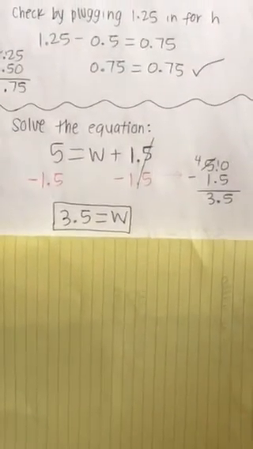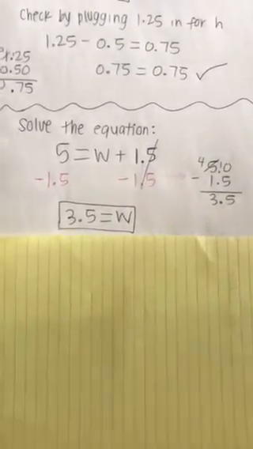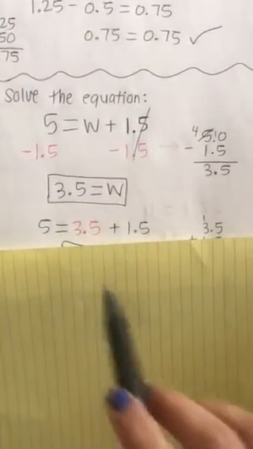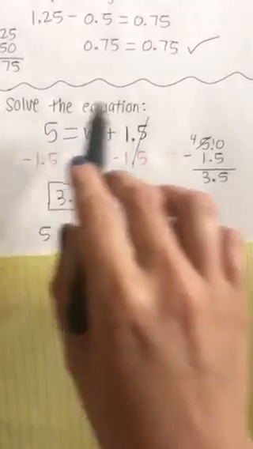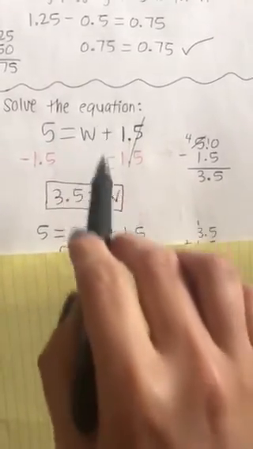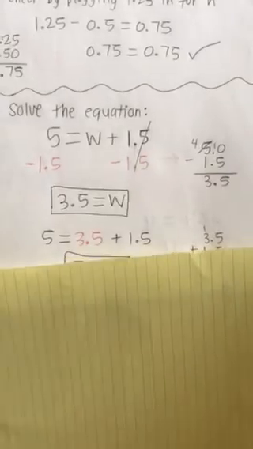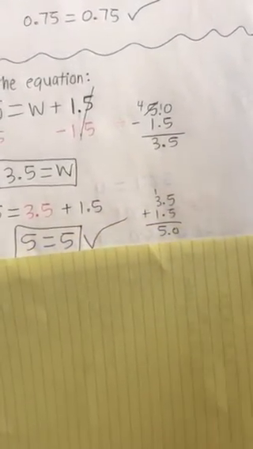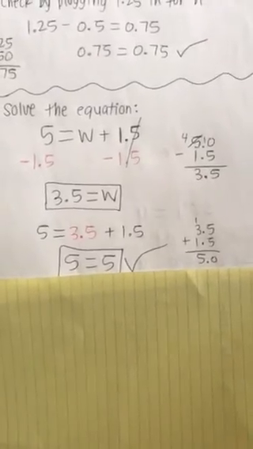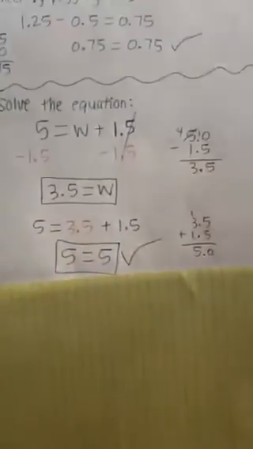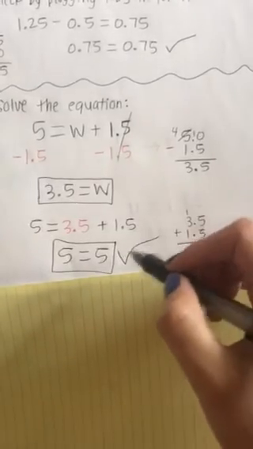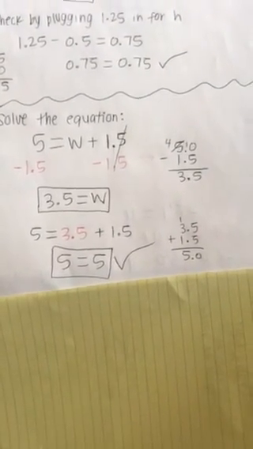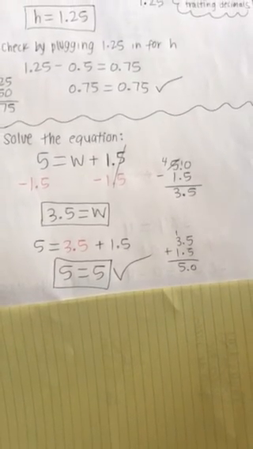Remember, we're going to double check our work by plugging that in. So 5 equals 3.5 plus 1.5. The same exact equation as the beginning, except we replaced the W with what we got as our answer. So 3.5 plus 1.5 is 5, which is their original answer here. So 5 equals 5. We were correct. You're going to try a couple more practice problems as your homework, and that will be it.